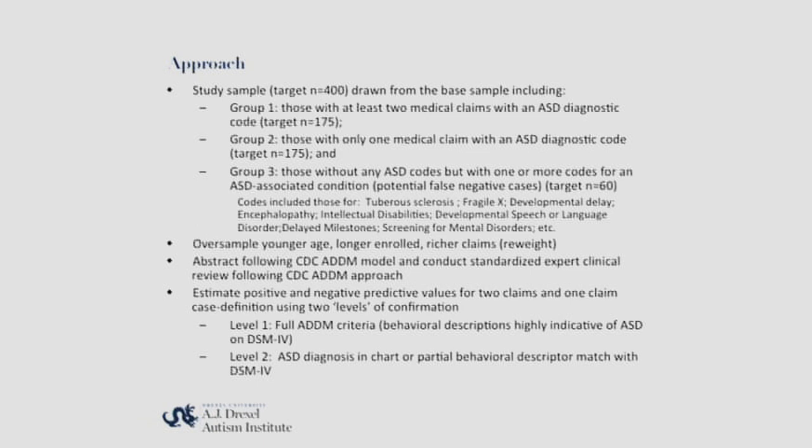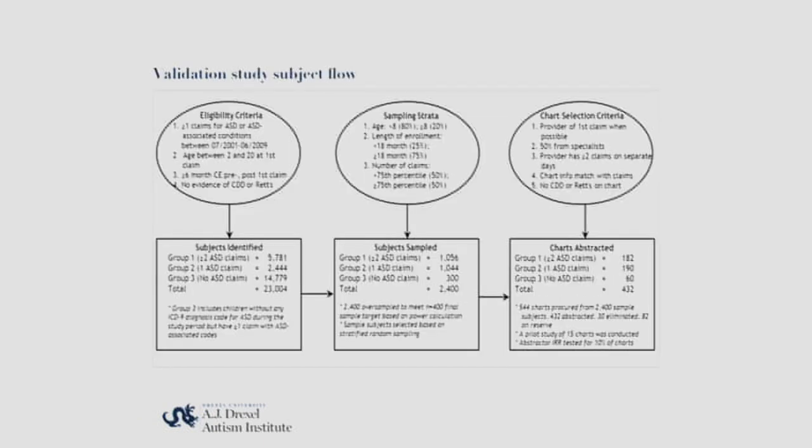So we had a level two confirmation criteria, which said that, okay, if the chart had partial documentation of behaviors, and we had an algorithm for doing this, that would be enough for level two. And also, if there was an opinion from the clinician saying that the child, based on their evaluation, had autism, again, a lower bar, we would consider that a validation. So this is a complicated flowchart that I'm not going to go through. It just prompts me to talk a little bit about a couple of things related to this exercise.